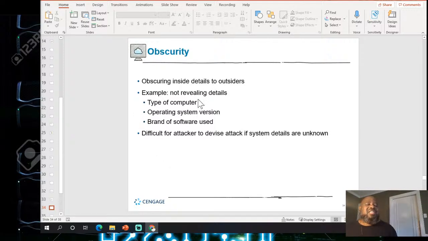Obscurity means hiding internal details from the outside: not revealing details like the type of computer, operating system, or brand of software used, which makes a system difficult to attack and to devise attacks against if the system details are not known. A lot of times when I do a quality scan on SSL, probably 40% of the time, as I scan the web server, it tells me what web server it's on. When I scan it, it should just say this SSL is good. It shouldn't tell me I'm on an Apache 9.1.3, or on IIS 7.8.5.